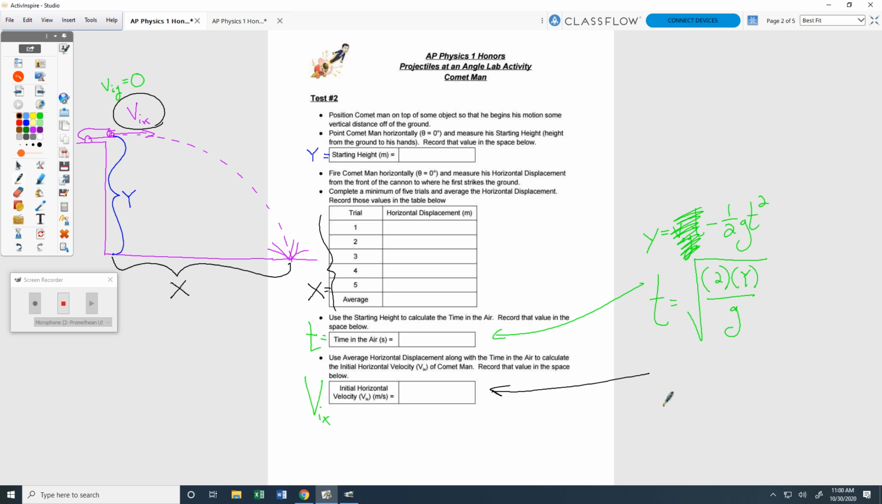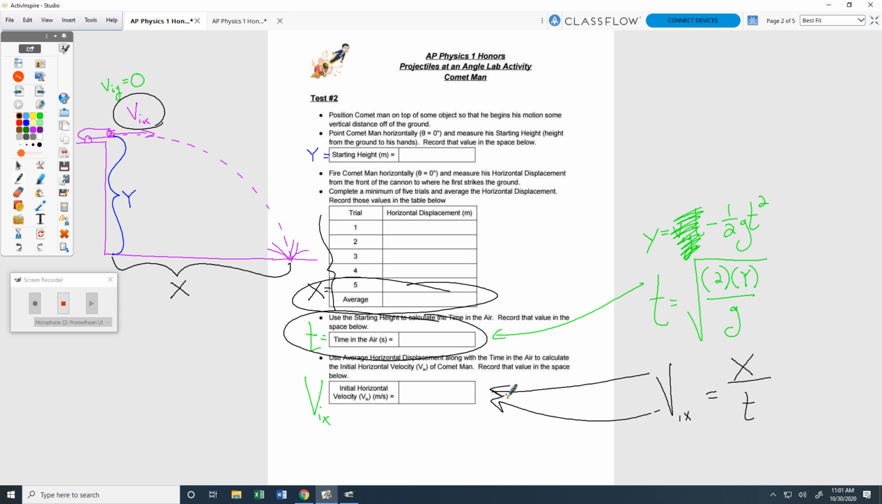And then to find Vx down here, all we should have to do is use the fact that Vx or Vix is going to be equal to your horizontal displacement. So you're going to take the average of this number divided by that time. So you're going to take this time right here, and that should find that Vx for you. You should find that the Vix and the Viy you had before are pretty close to the same, and they should both be somewhere around 4 meters per second, maybe a little bit higher, maybe a little bit lower. Kind of depends on your setup.